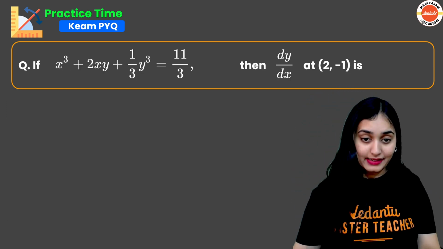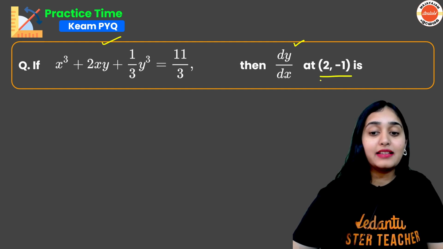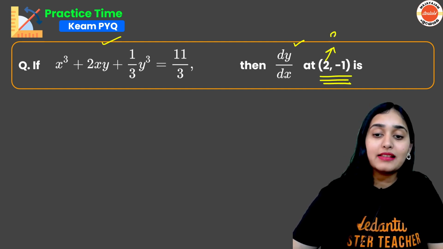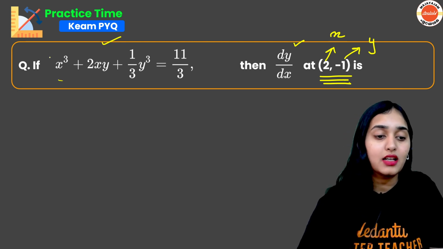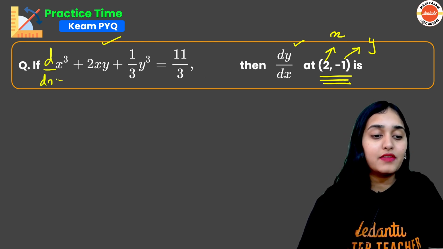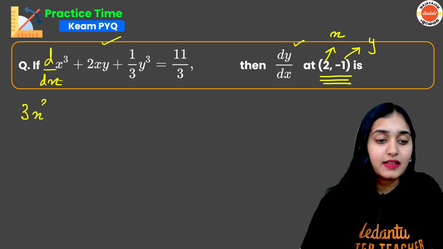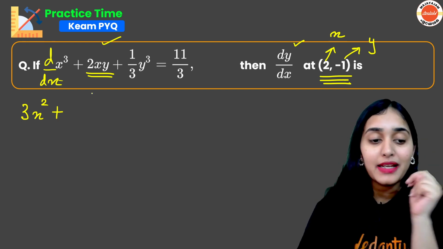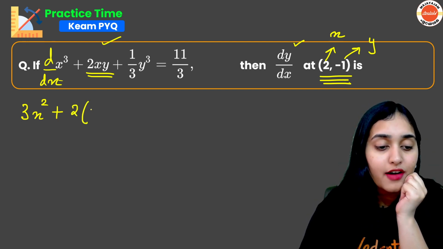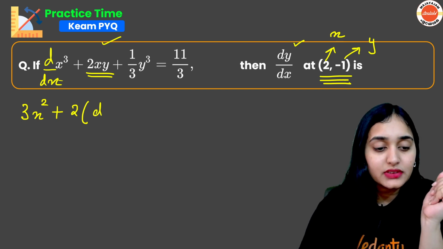Okay, next. This is the function. Find dy by dx at this, which means this is x, this is y. Just do the differentiation. So let us differentiate it with respect to x. So x cube will become 3x square. Now this is again the product rule, multiplication rule. So 2 times of differentiation of x. Okay, I will write it.